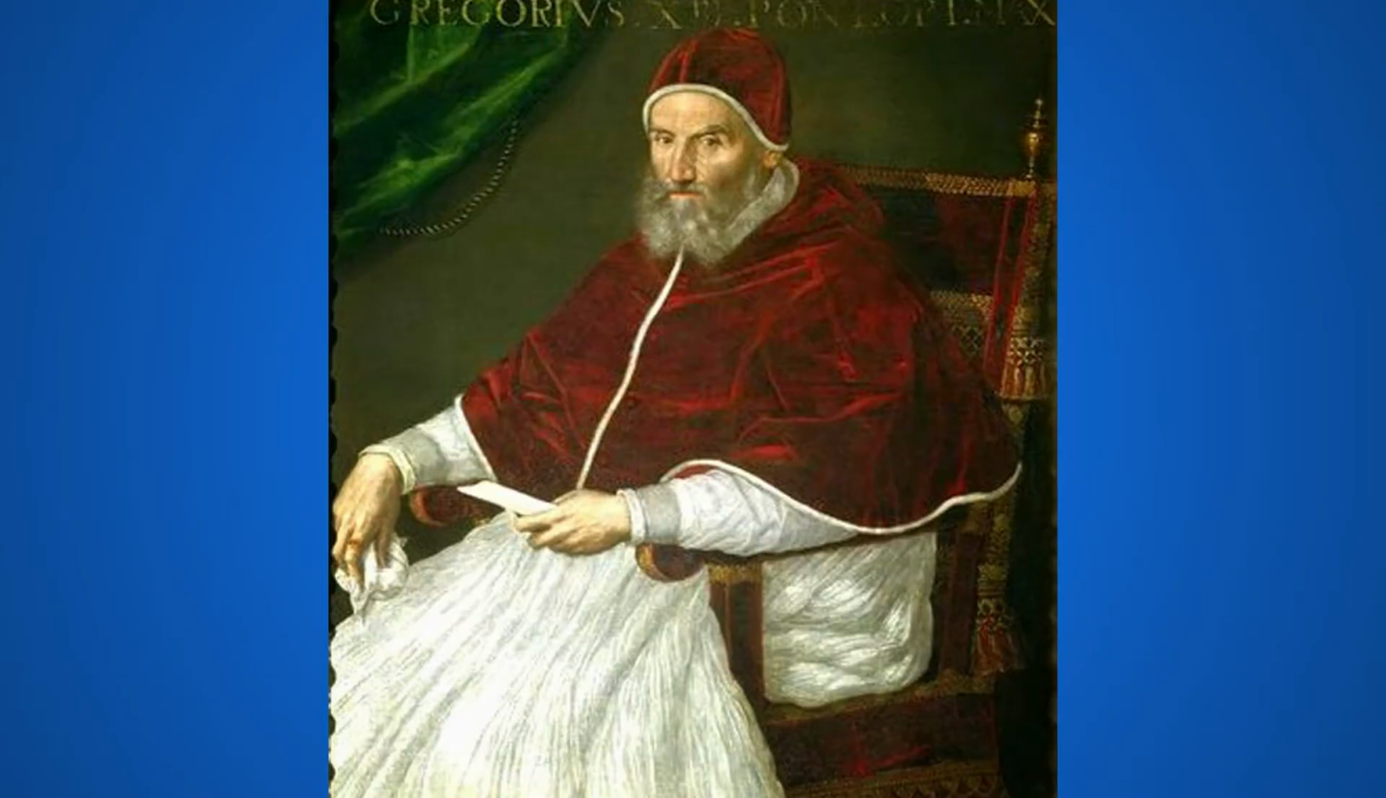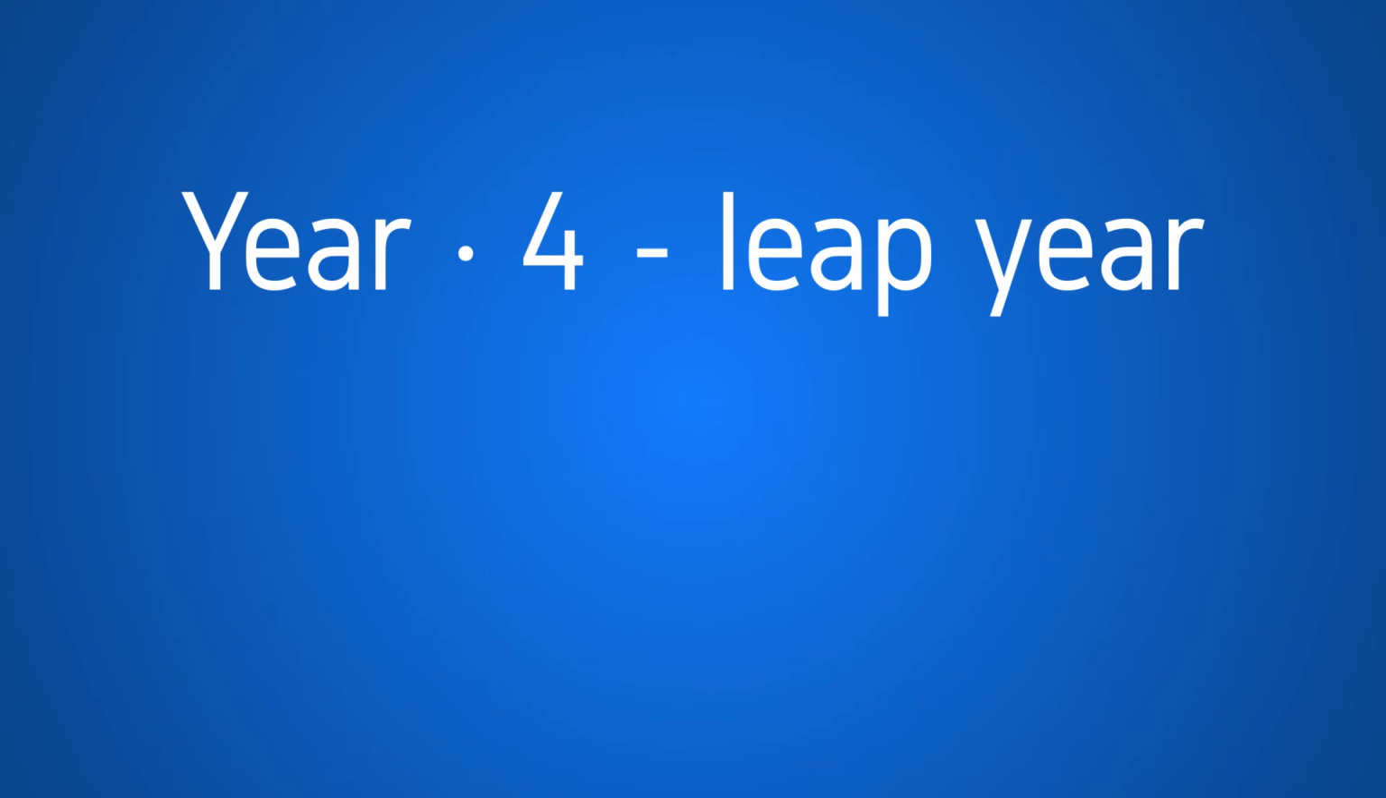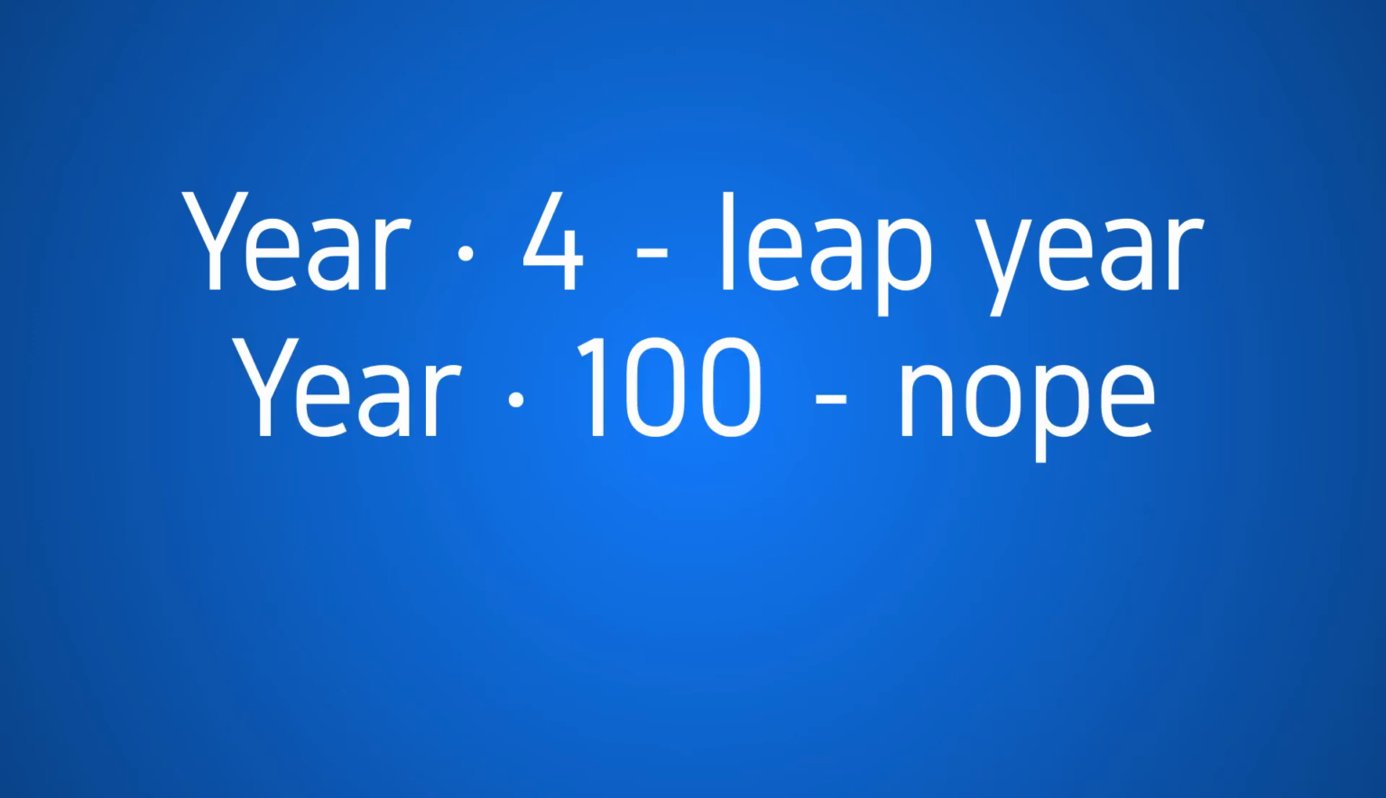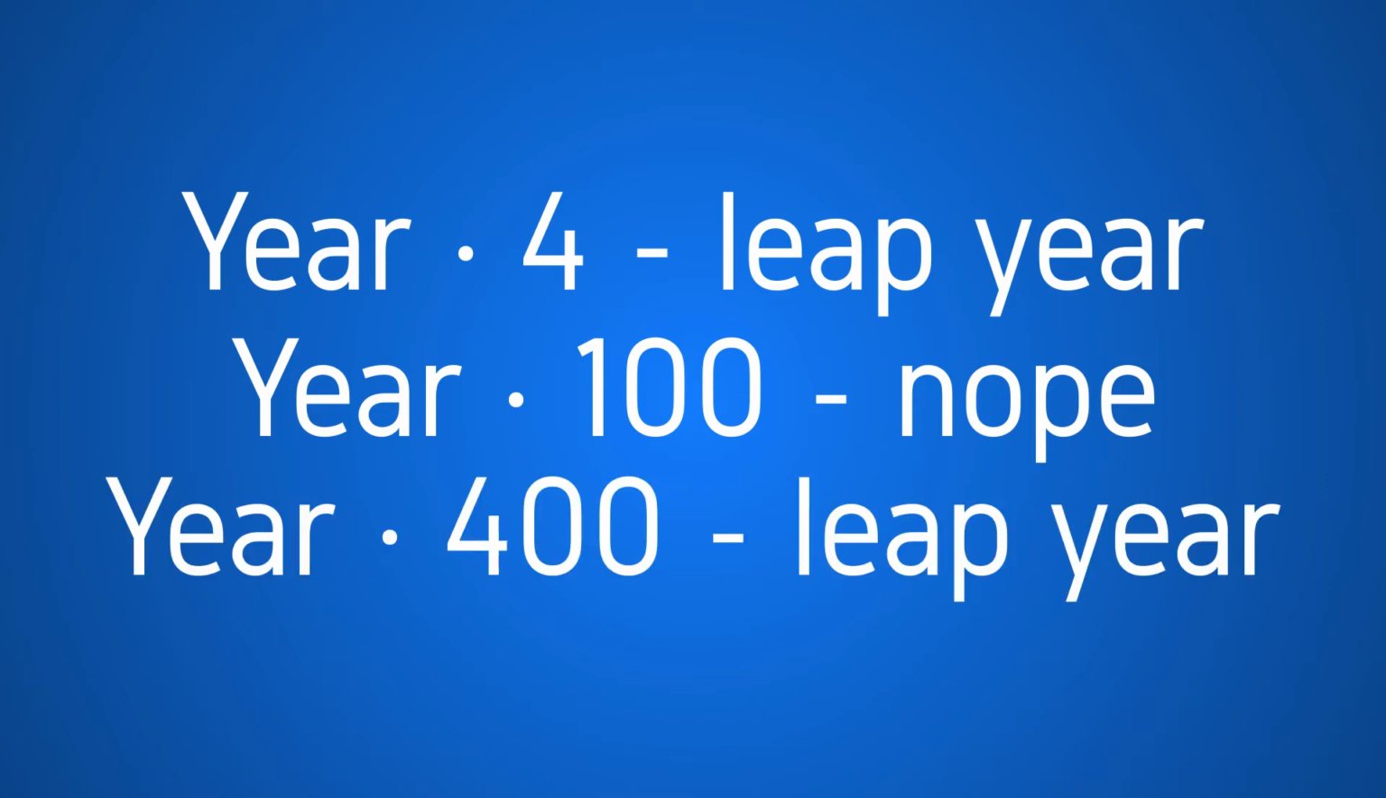So is the modern calendar any better? Well, yeah. It's named the Gregorian calendar after Pope Gregory XIII. It's almost the same as the Julian calendar, but with a little difference. Here's what you do. If the year is a multiple of 4, then it's a leap year. But if it's a multiple of 100, then it's not a leap year. But if it's a multiple of 400, then it's a leap year once again.